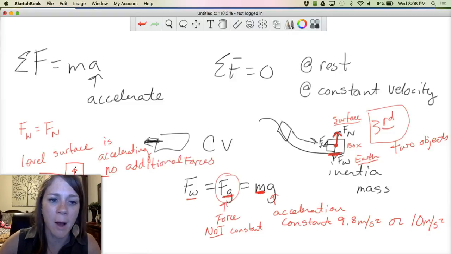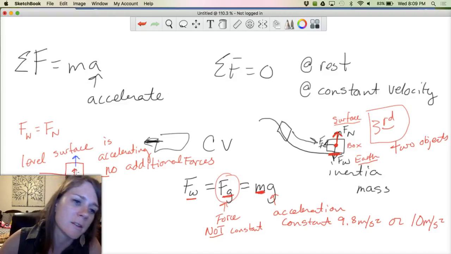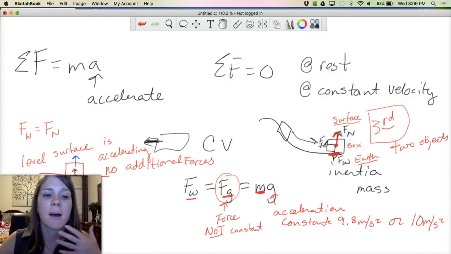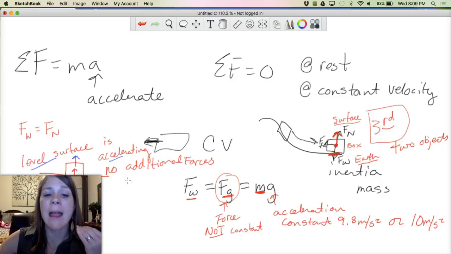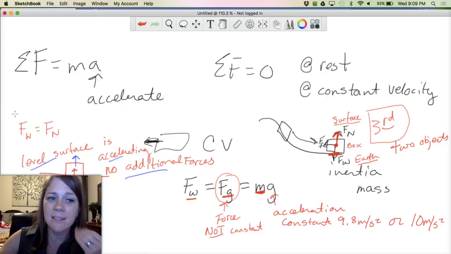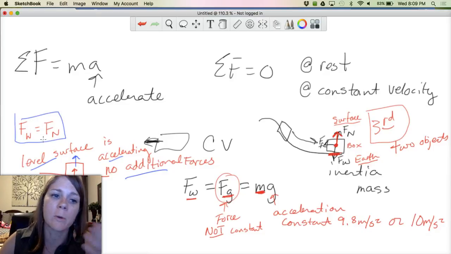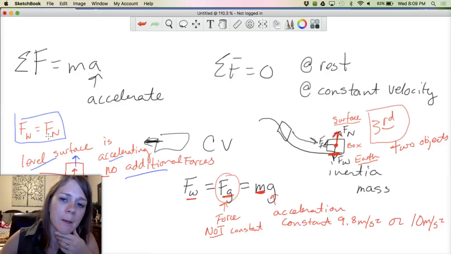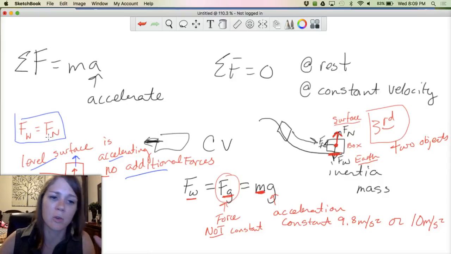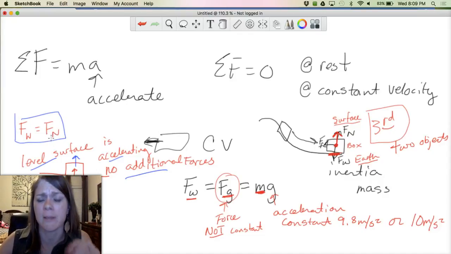acting on that box. Because if I applied an upward force to this box right now, that would reduce the normal force. The surface wouldn't have to push up quite as much if I applied an upward applied force. So only when it's a level surface, the surface is not accelerating, and there are no additional forces is the only time that the normal force will equal the weight force. In any other situation, the normal force and weight force are not going to be the same.